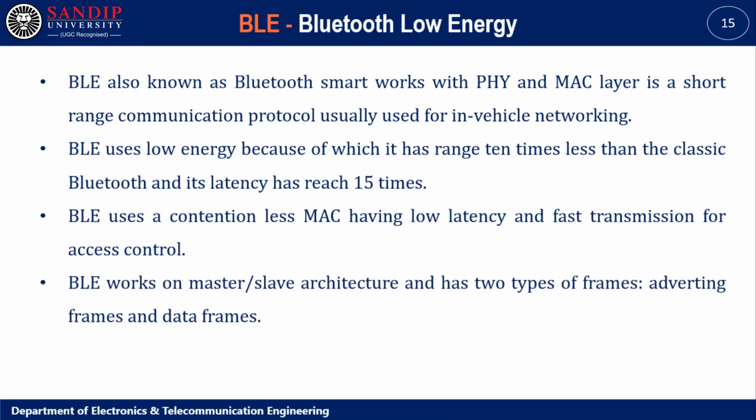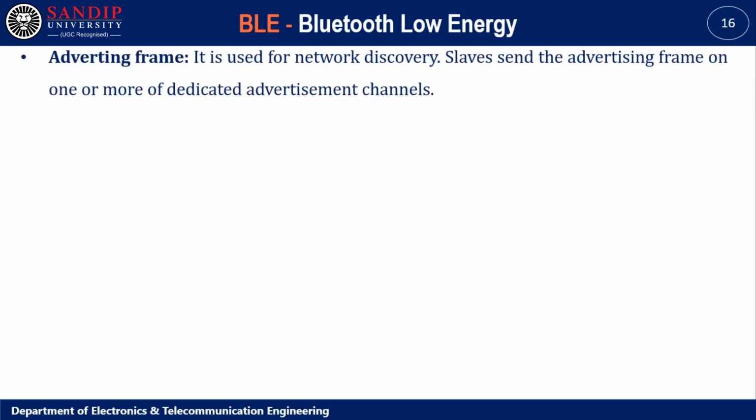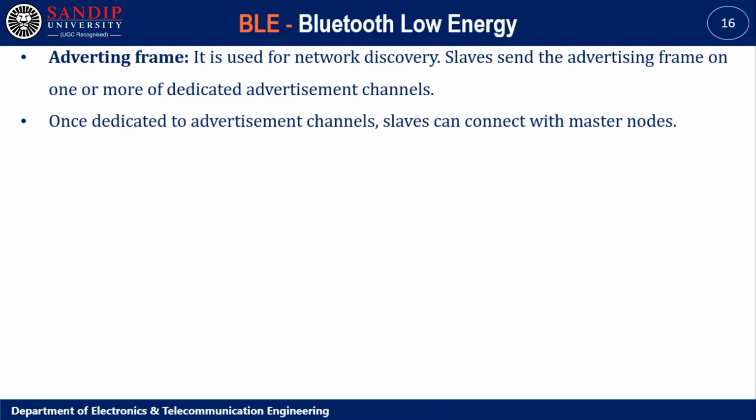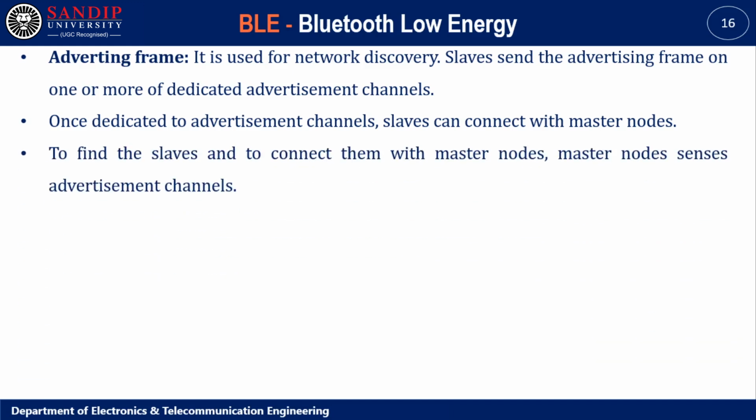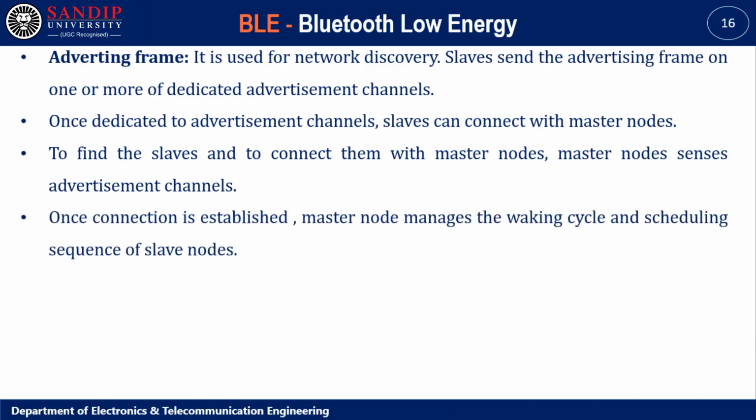BLE works on master-slave architecture and has two types of frames: advertising frames and data frames. Advertising frames are used for network discovery. Slave sends the advertising frame on one or more of the dedicated advertisement channels. Once the advertisement channels are dedicated, slaves can connect with master nodes. To find the slaves and connect them, the master node senses the advertisement channel.